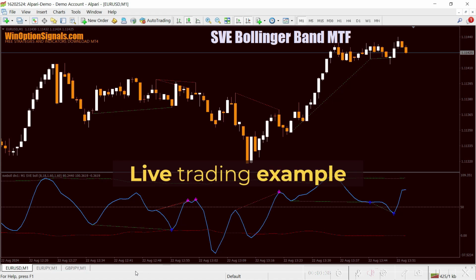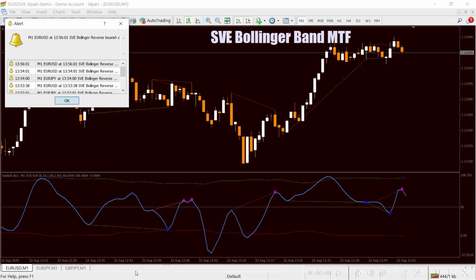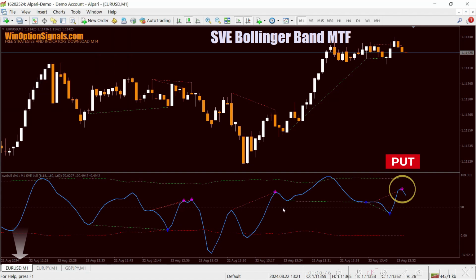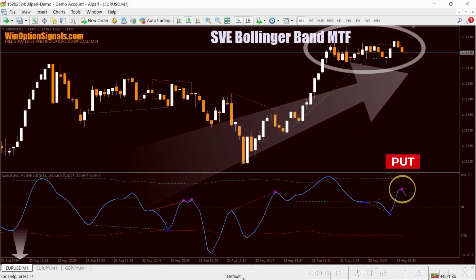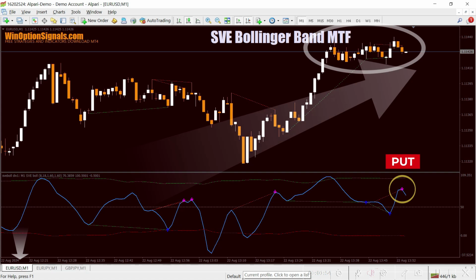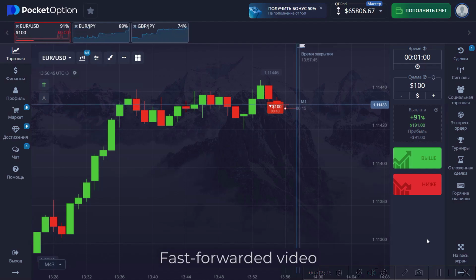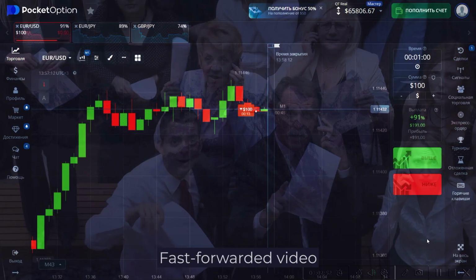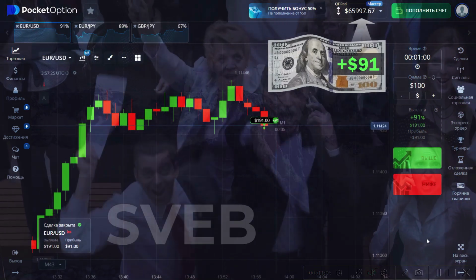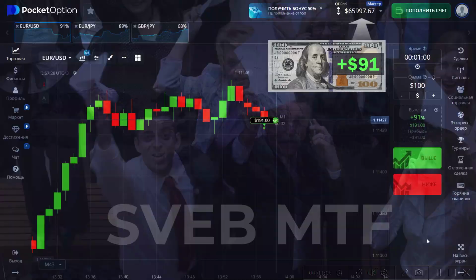Let's try to trade on a real example using the Pocket Option platform. Here is the first signal to buy a put option on the euro-dollar pair on a minute time frame. The trend is growing, and the price is stuck in a narrow flat. Not every indicator will dare to trade in such conditions, but in this strategy, the market phase is not decisive. There is a signal, and we rush to open a deal with an expiration of 1 candle. The price indecision made us a little worried about our $100, but nevertheless, the deal closed in the plus. Bravo, SVE Bollinger Band MTF.